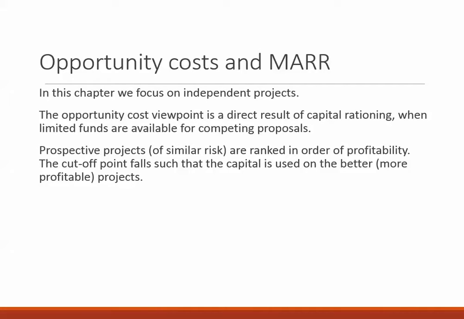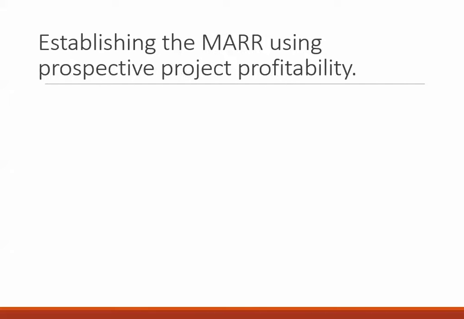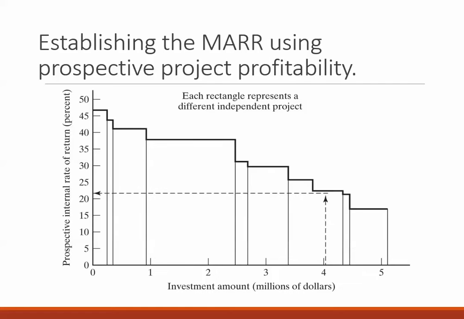And I guess this is the part where you might be like, oh, I see now where this all makes sense. Firms may set two or more MARR levels, analyzing particular risk categories. So it's not fair to compare a very risky project to a very low risk project, because the high risk project might look so much more profitable, but then it's also riskier, duh. All right. So here's where capital budgeting comes in.